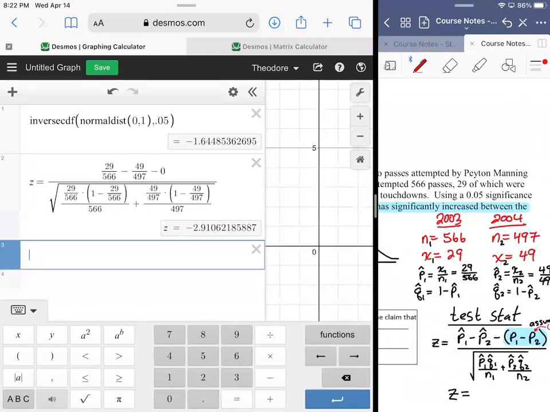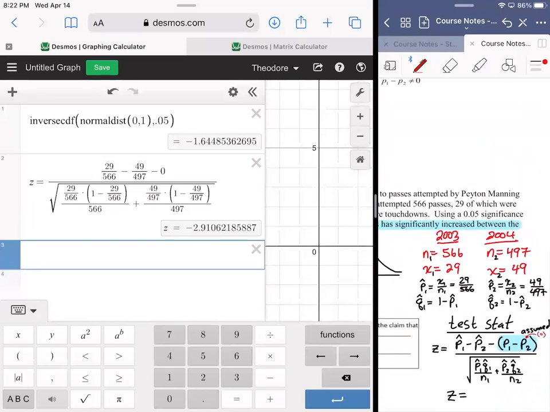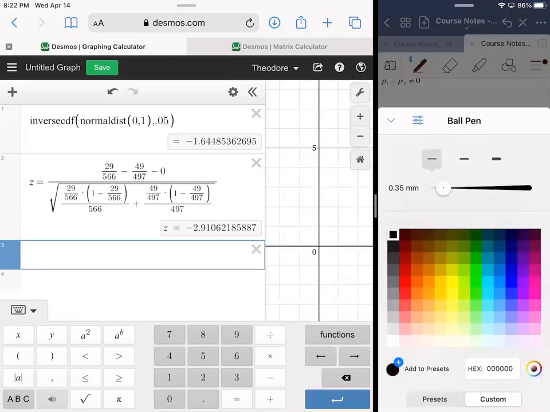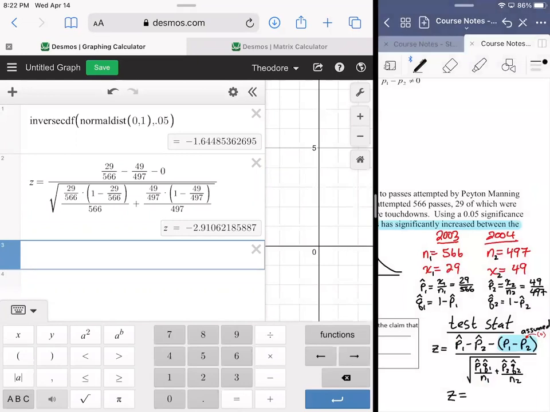Right? So that's pretty nasty, but it's also, like I said before, something that Desmos is doing for you so that you don't have to do it yourself. So, I mean, that's the trade-off. You take the time to type it in so that you don't have to go nuts trying to do it by hand. Right? So we get a test statistic of negative 2.911.